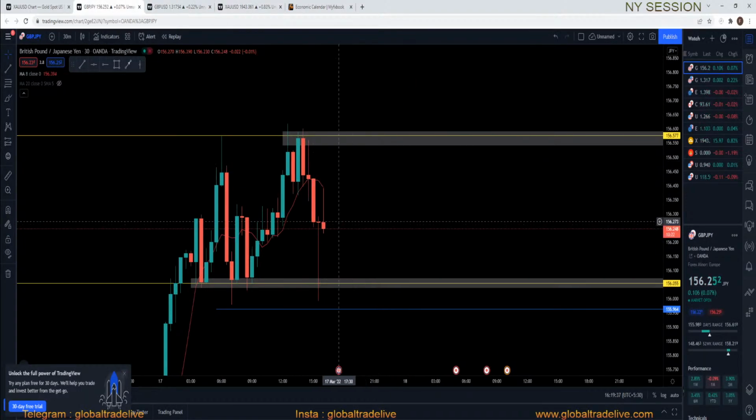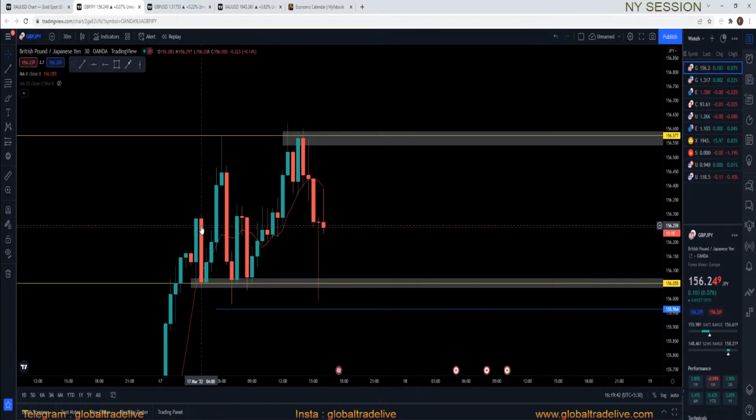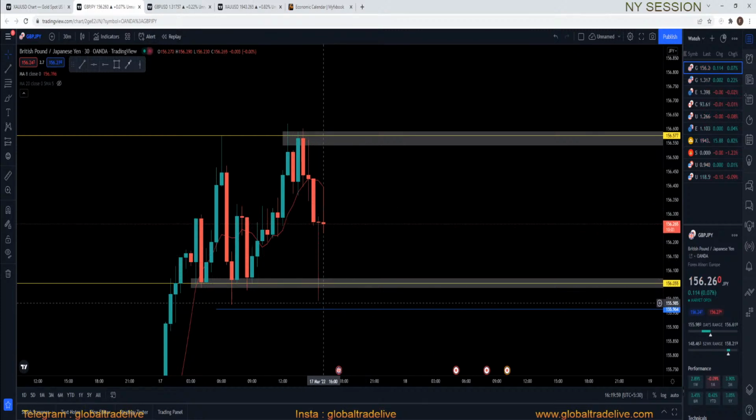So this is the GBP/JPY analysis, and the market is totally consolidating, consolidating from the London session, and right now this is pre-New York. What I'm seeing over here is that the previous 30-minute candle went down.